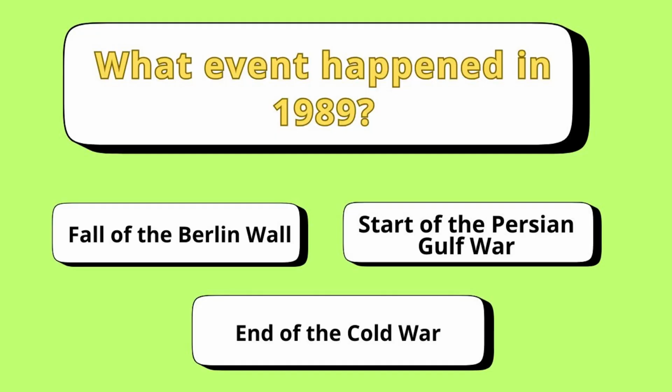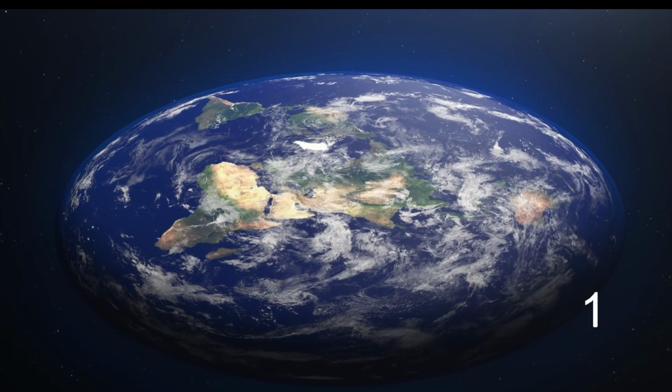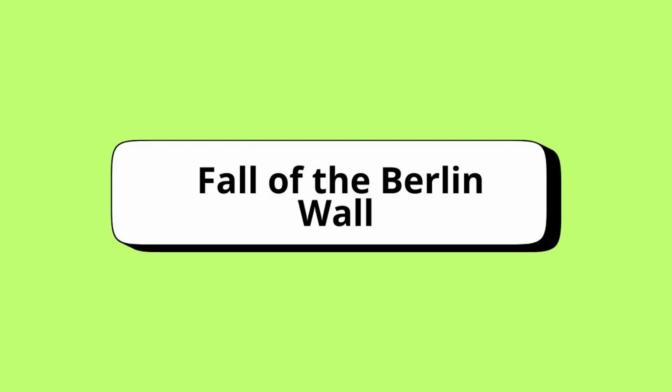What event happened in 1989? A. Fall of the Berlin Wall. B. Start of the Persian Gulf War. C. End of the Cold War. Fall of the Berlin Wall.